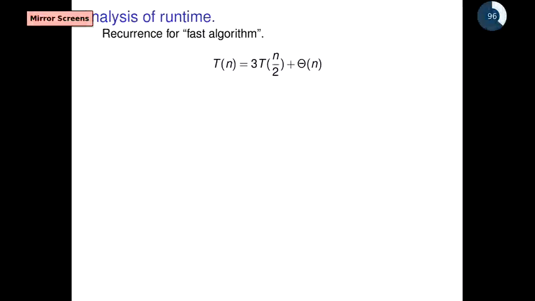So this is the recurrence for the fast algorithm. Compared to the slow algorithm, instead of there being a 3 there, remember there was a 4. That was the only difference. But when you recurse these things, as you go down and down, this 3 times 3 times 3 is way better than 4 times 4 times 4. So the runtime is what? What do you think? Is it theta of n or theta of n squared?